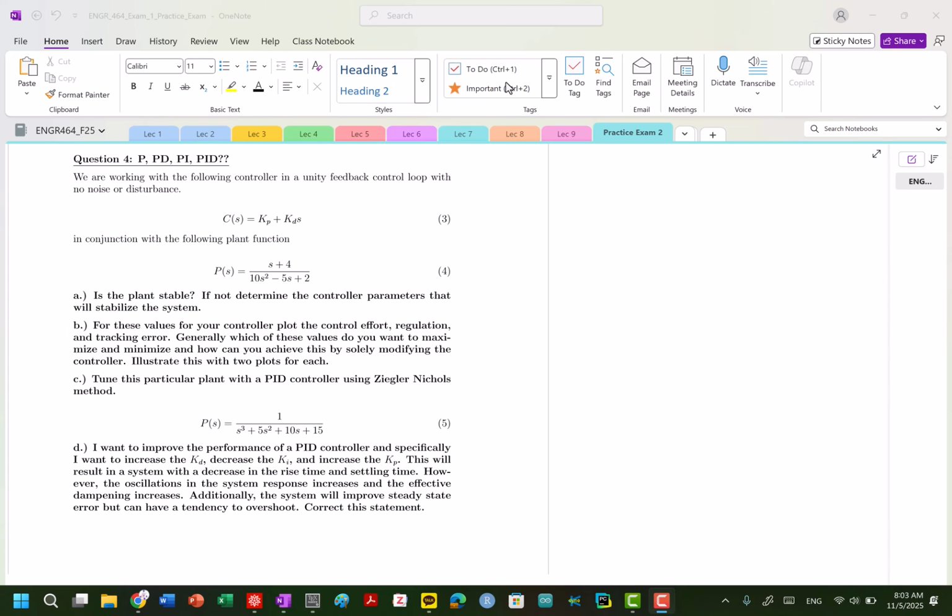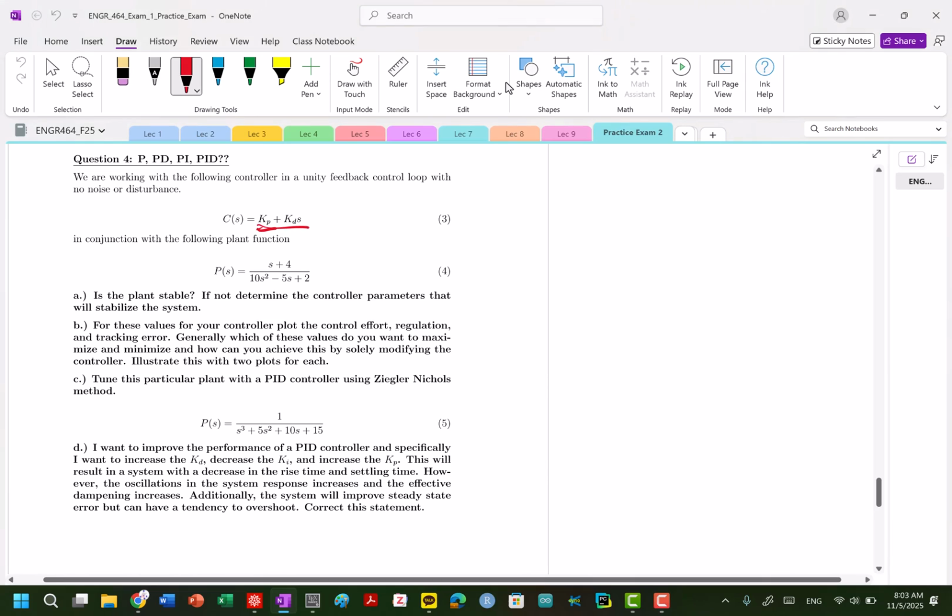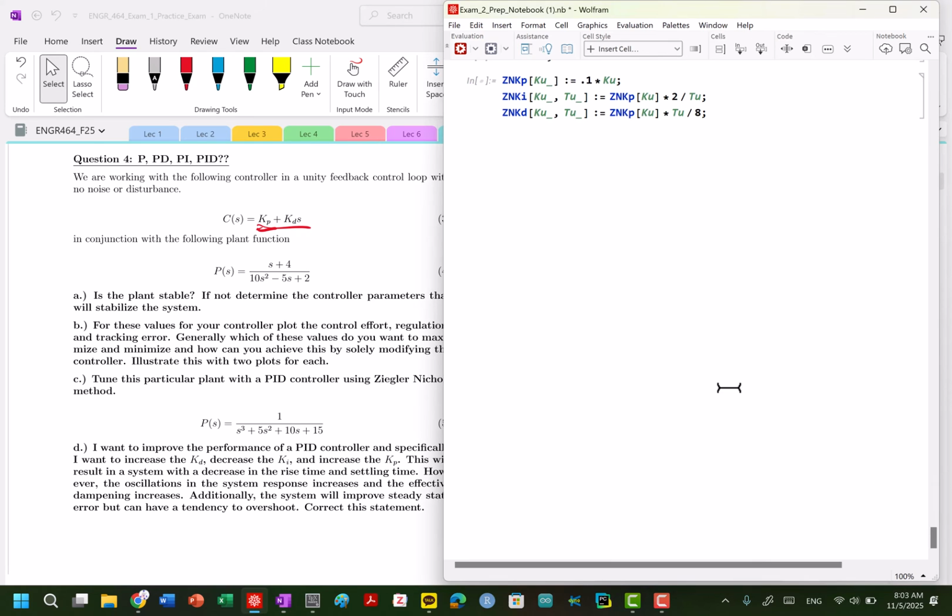All right, and we are back, and we are with the P, PD, PI, PID controller, and this is a PD controller. So we're working with no noise, no disturbance, plant function. Is the plant stable? And if not, we need to figure out what the control parameters are that will stabilize the system. So let's go ahead and define those parameters.